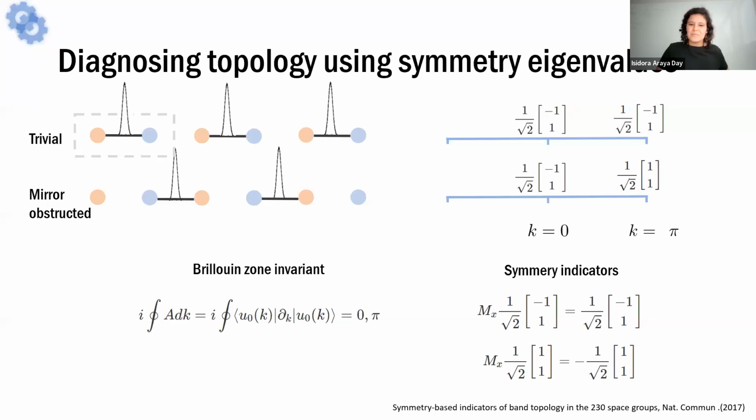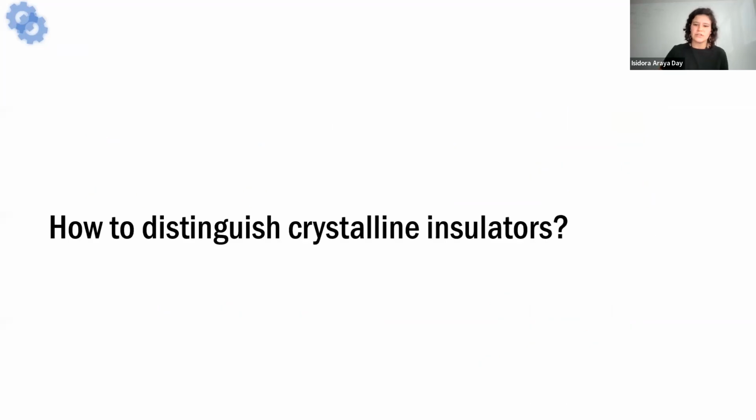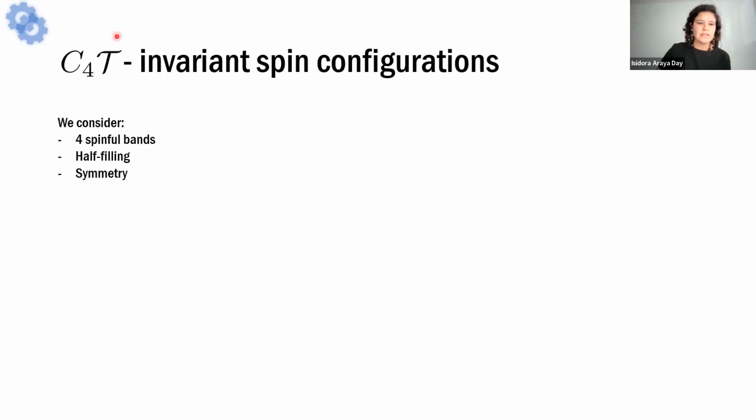Okay, then this is the introduction, because this one is a well-known situation. But the more interesting question is how to distinguish crystalline insulators in general. And in our project, we focused on magnetic insulators, and in particular, we focused in the symmetry class of C4T. So we're studying C4T invariant Hamiltonians, and we can use a similar approach.